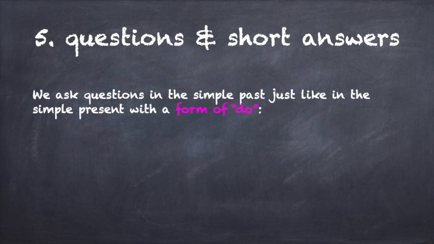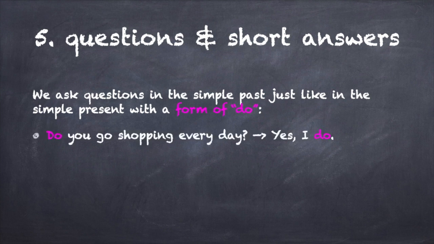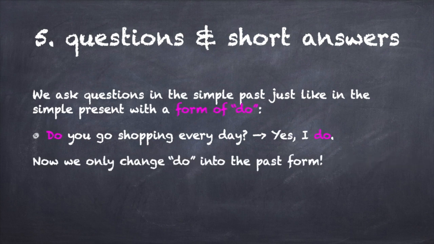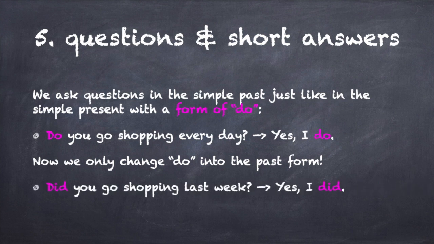For example, in the Simple Present, do you go shopping every day? And then the short answer is yes, comma, I do. And now you just have to turn do into the past form, which I hope you all know is did. So the sentence in the Simple Past goes, did you go shopping last week? And the short answer is yes, I did.